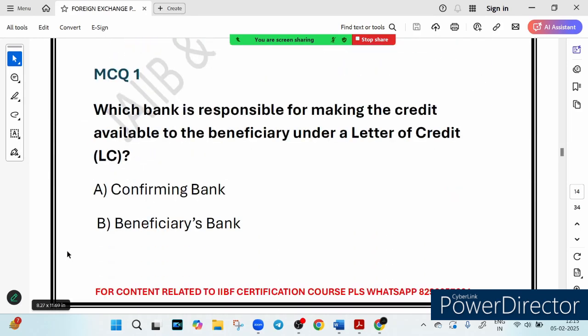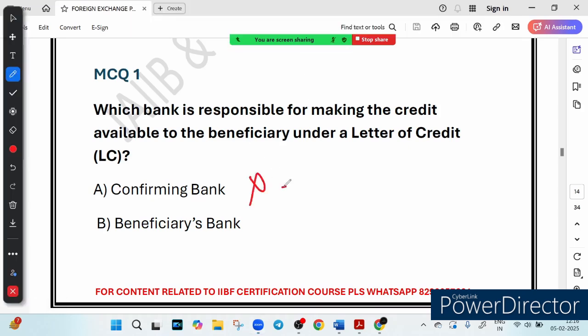Which bank is responsible for making the credit available to the beneficiary under a letter of credit? So let's answer this question. Option A says confirming bank. Not correct. A confirming bank adds its own confirmation to the LC, guaranteeing payment to the beneficiary in addition to the issuing bank. However, it is not the only one directly responsible for making the credit available under the LC. In simple terms, what is a confirming bank? A confirming bank provides an extra layer of security by assuring payment, but it is not the one who actually makes the payment, right? So confirming bank is the wrong answer.